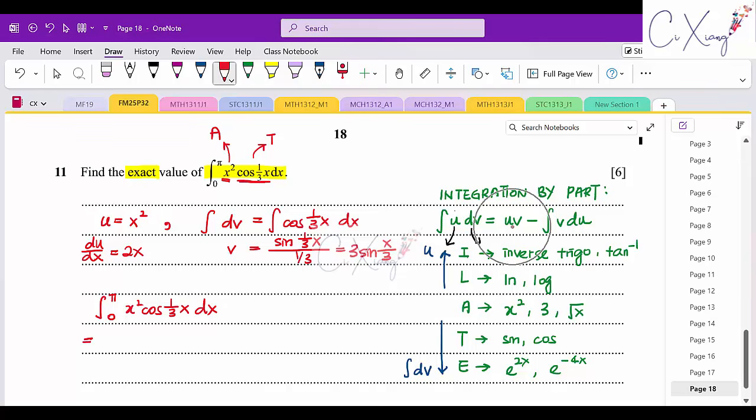According to the formula, it should be u times v. What is your u? u is x squared. What is your v? v is 3 sine x over 3. And this is a definite integral, therefore you have to put in the limits pi and 0. Then according to the formula, you have minus, so you copy the minus. You have the integration sign. What is the v here? v, you already got just now, which is 3 sine x over 3. And what is the du? du you can get from here, where if you simplify, you will have du equals 2x dx. So I have to put 2x dx at the back.